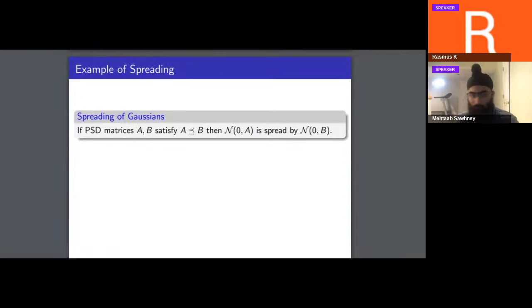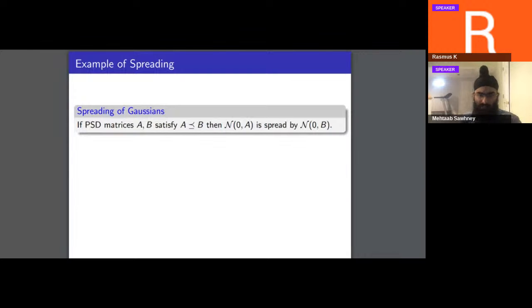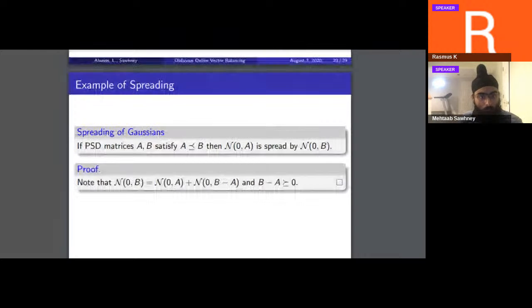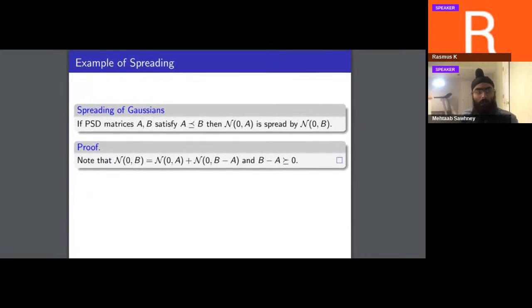Next slide. Yeah. So for a quick example, as I said before, you're given PSD matrices A and B such that A is less than B in the dominance order. Then N(0,A) is spread by N(0,B).